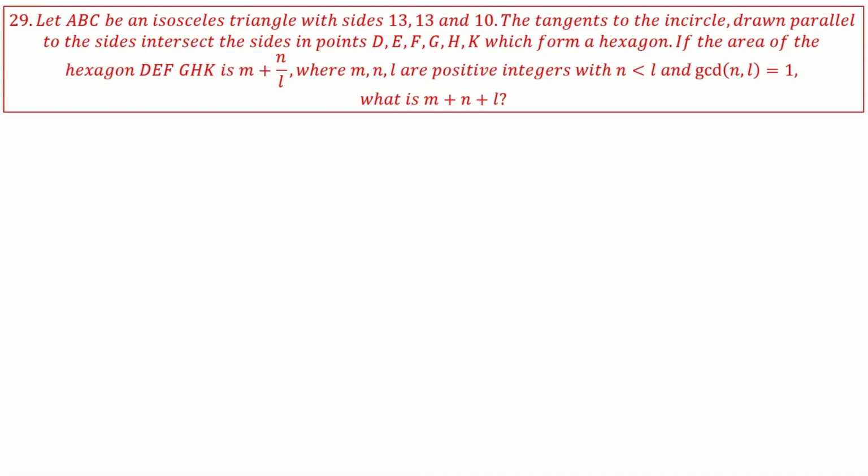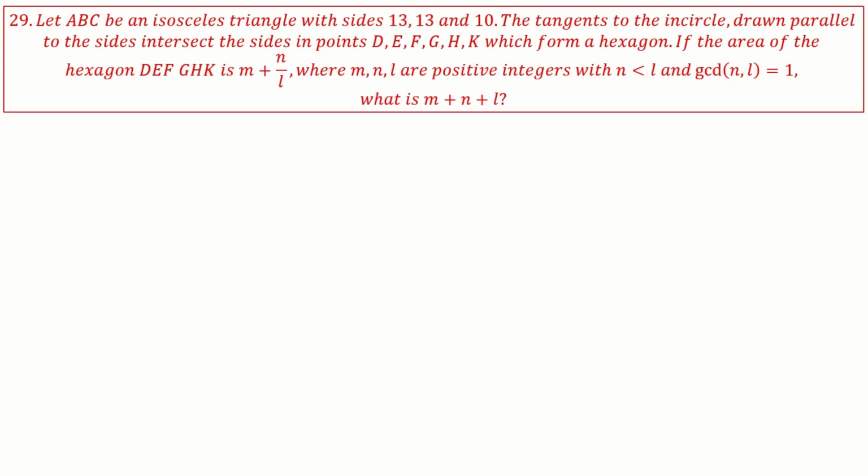Let ABC be an isosceles triangle with sides 13, 13 and 10. The tangents to the incircle drawn parallel to the sides intersect the sides in points D, E, F, G, H, K, which form a hexagon. If the area of the hexagon D, E, F, G, H, K is m plus n by L, where they are positive integers and in the minimal form basically, what is m plus n plus L?